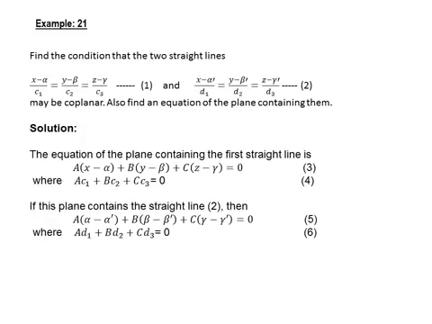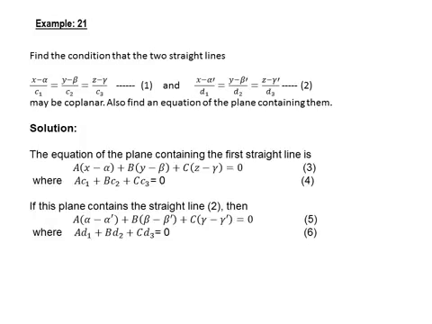So first of all, the equation of the plane containing the first line is given by a times (x minus alpha) plus b times (y minus beta) plus c times (z minus gamma) equals 0, say it equation number 3. From equation number 1, which is the symmetric equation of the line, take (x minus alpha)/c1 equals (y minus beta)/c2 equals (z minus gamma)/c3 equals t, where t is a parameter.